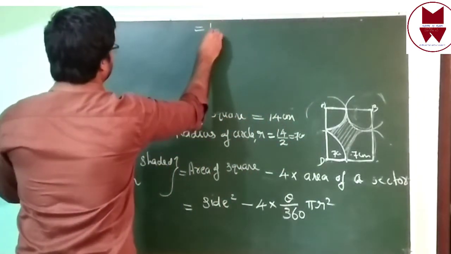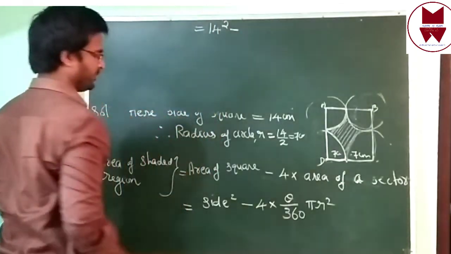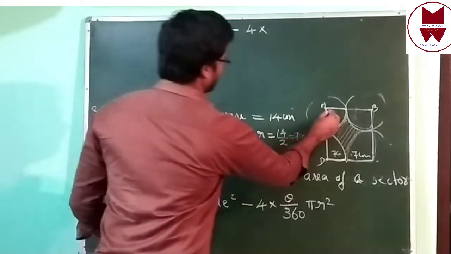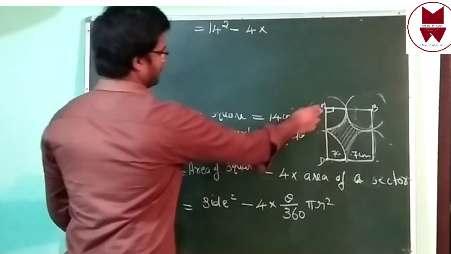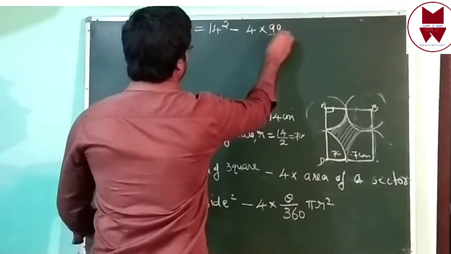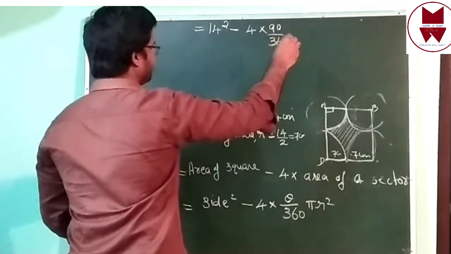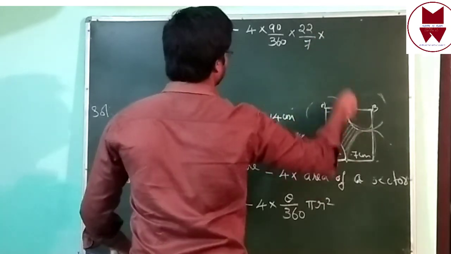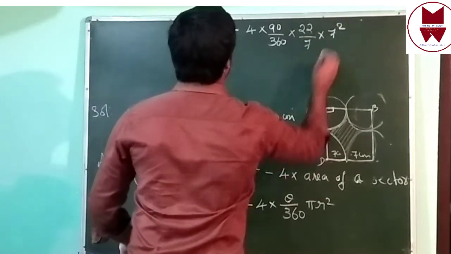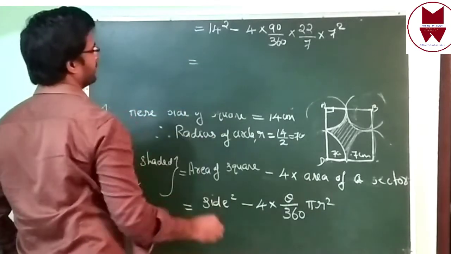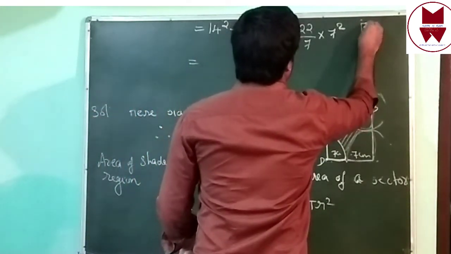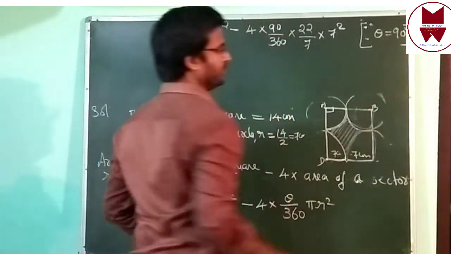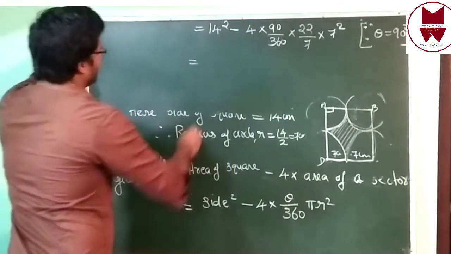Side square, that is 14 square. One side is 14. Then 4 into theta. Theta how much? You know this one. That is 90 degrees. Theta is 90 degree. 90 by 360, into 22 by 7 into r square. Radius is 7, so 7 square. Since theta equal to 90 degree, then 14 square.